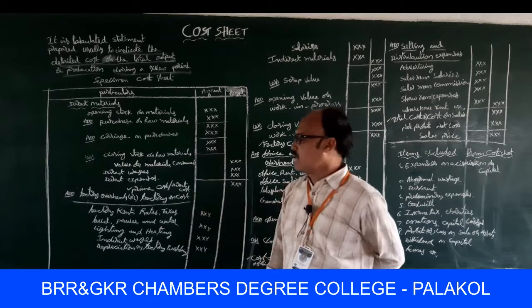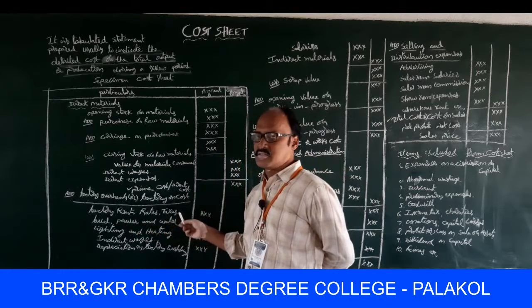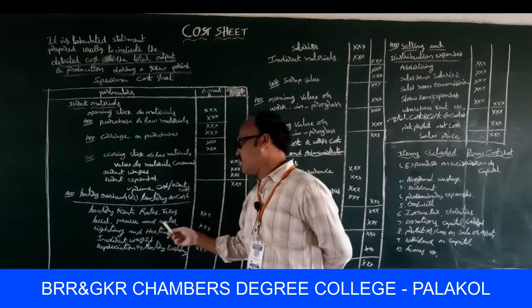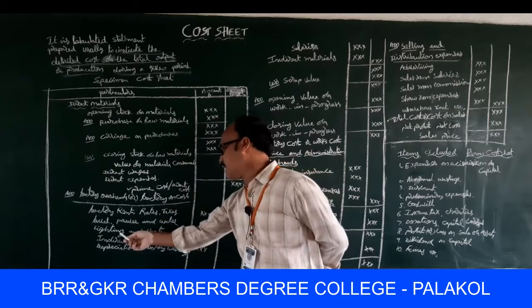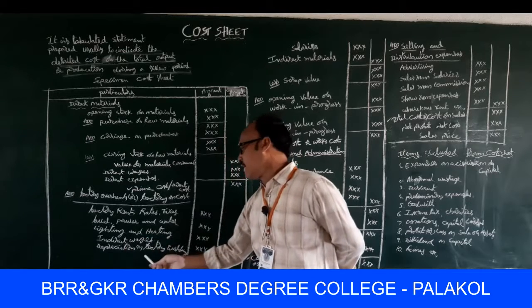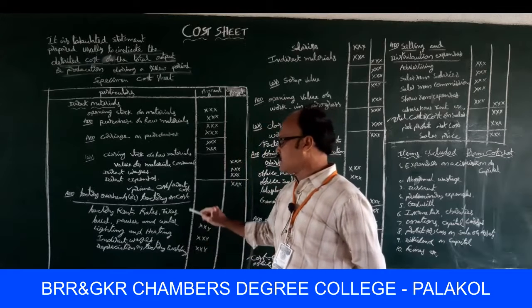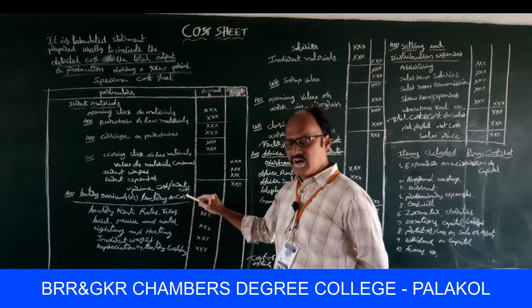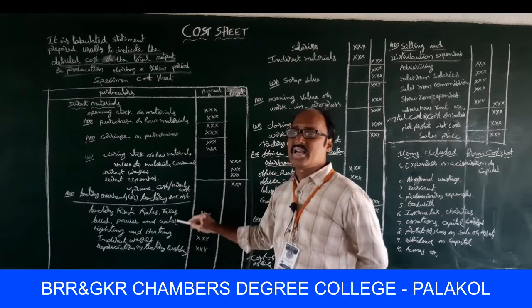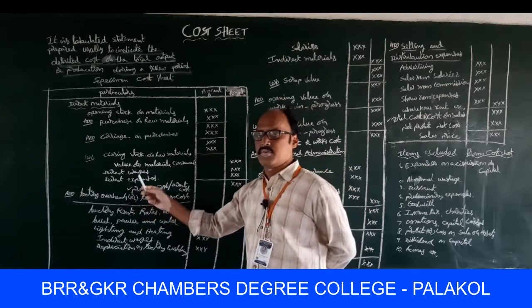So, what are the examples for that? Factory rent, rates and taxes, fuel, power and water. Next one, lighting and heating. Next one, indirect wages. Next one, depreciation on factory buildings, etc. These transactions are to be treated as indirect expenses belonging to the factory.